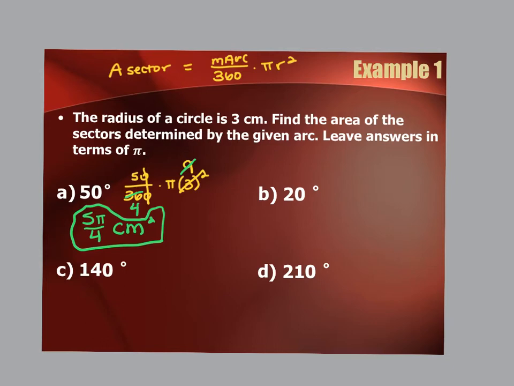Then I do 20. 20 over 360 times pi 3 squared. Again, I can cross through my zeros. I can go one step further and say 1 goes into 36 18 times. This becomes 9. Cross through the 9 and the 18. And my answer is just pi over 2 centimeters squared.